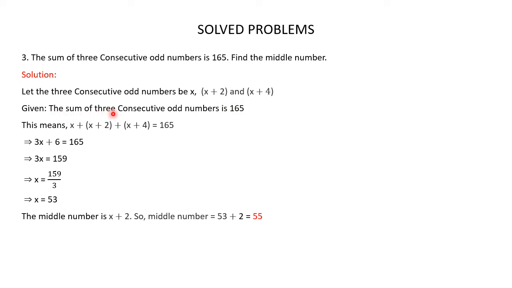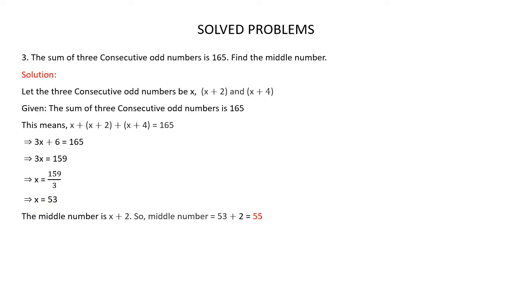It's given that the sum of 3 consecutive odd numbers is 165. This means that x plus x plus 2 plus x plus 4 is equal to 165. That is 3x plus 6 is equal to 165. Move 6 to the other side. You will get 3x is equal to 165 minus 6, that is 159. So x is equal to 159 divided by 3, which is 53. So we found the value for x.